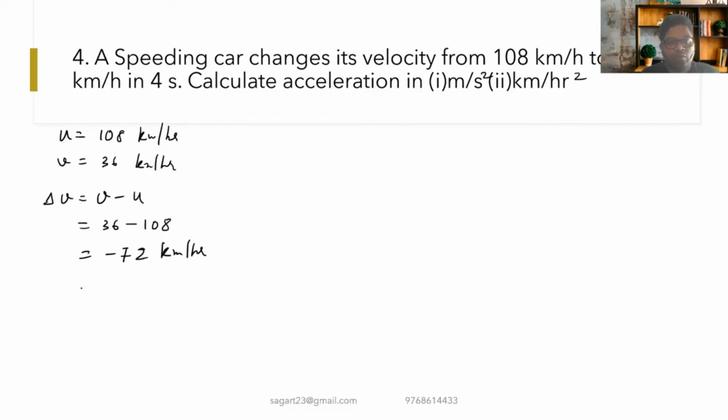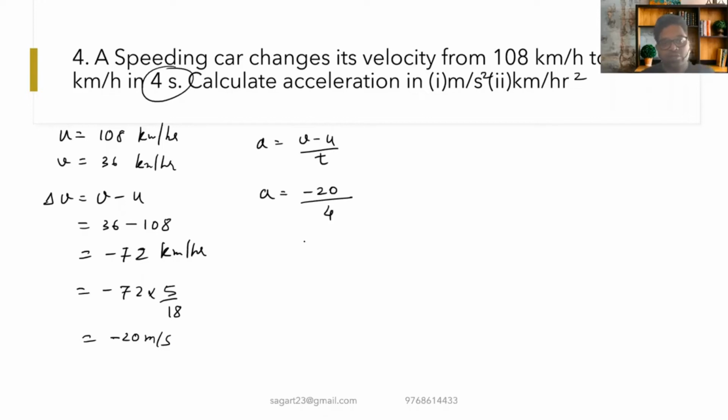kilometer per hour. Okay. Now I will also write it in meter per second. So that will be 5 by 18. So we get this will be minus 20 meter per second. Now acceleration is v minus u upon t. So this is negative 20, and time, which is 4 seconds, I use it over here. So my answer is minus 5 meter per second square.